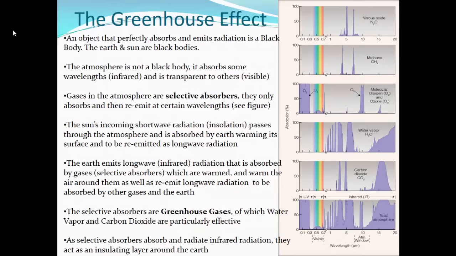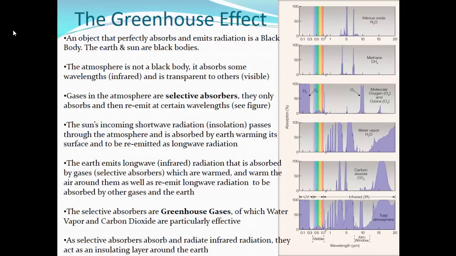So let's talk about it. An object that perfectly absorbs and emits radiation is referred to as a black body, and both the Earth and the sun are black bodies. And really, most objects and substances are black bodies. Not all, because you're going to find out. Some don't absorb and emit perfectly, and those are called selective absorbers. So the atmosphere is not a black body. It absorbs some wavelengths in the infrared range, but it's transparent to other wavelengths in the visible range. Gases in the atmosphere are selective absorbers. They only absorb and then re-emit at certain wavelengths.